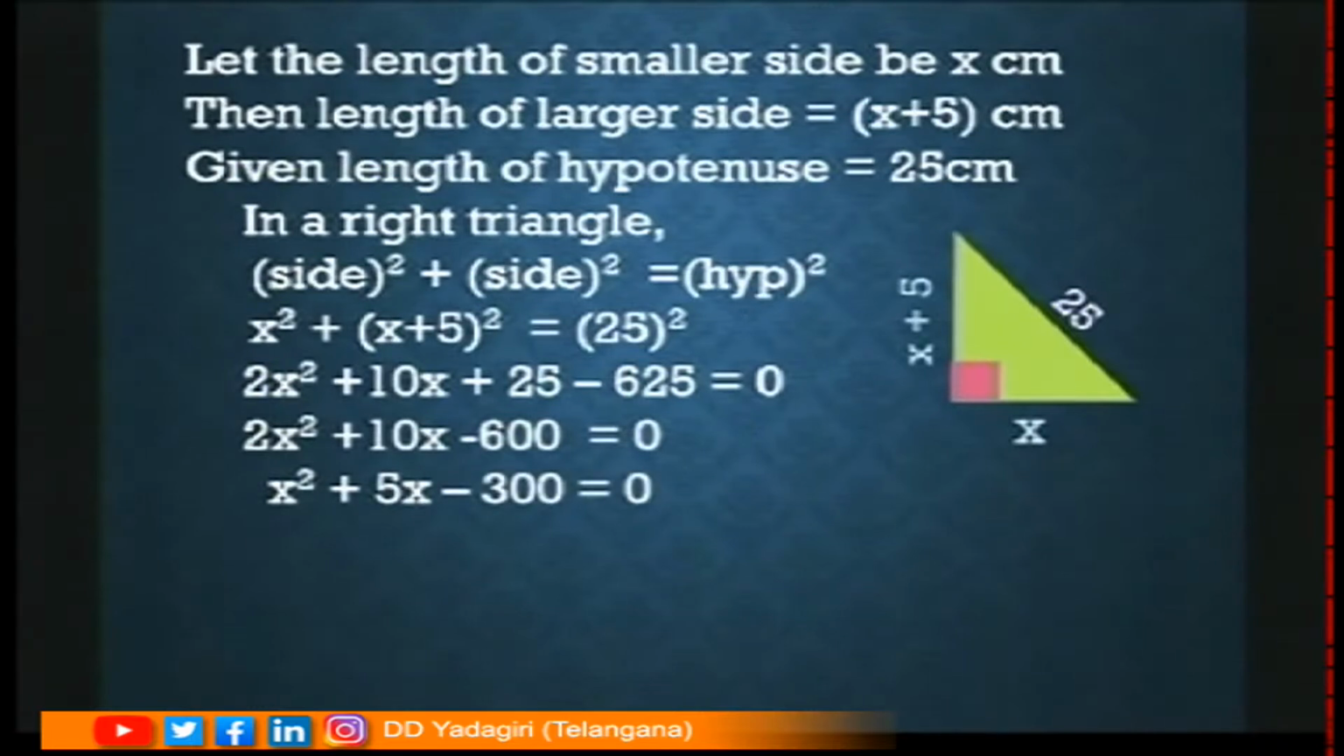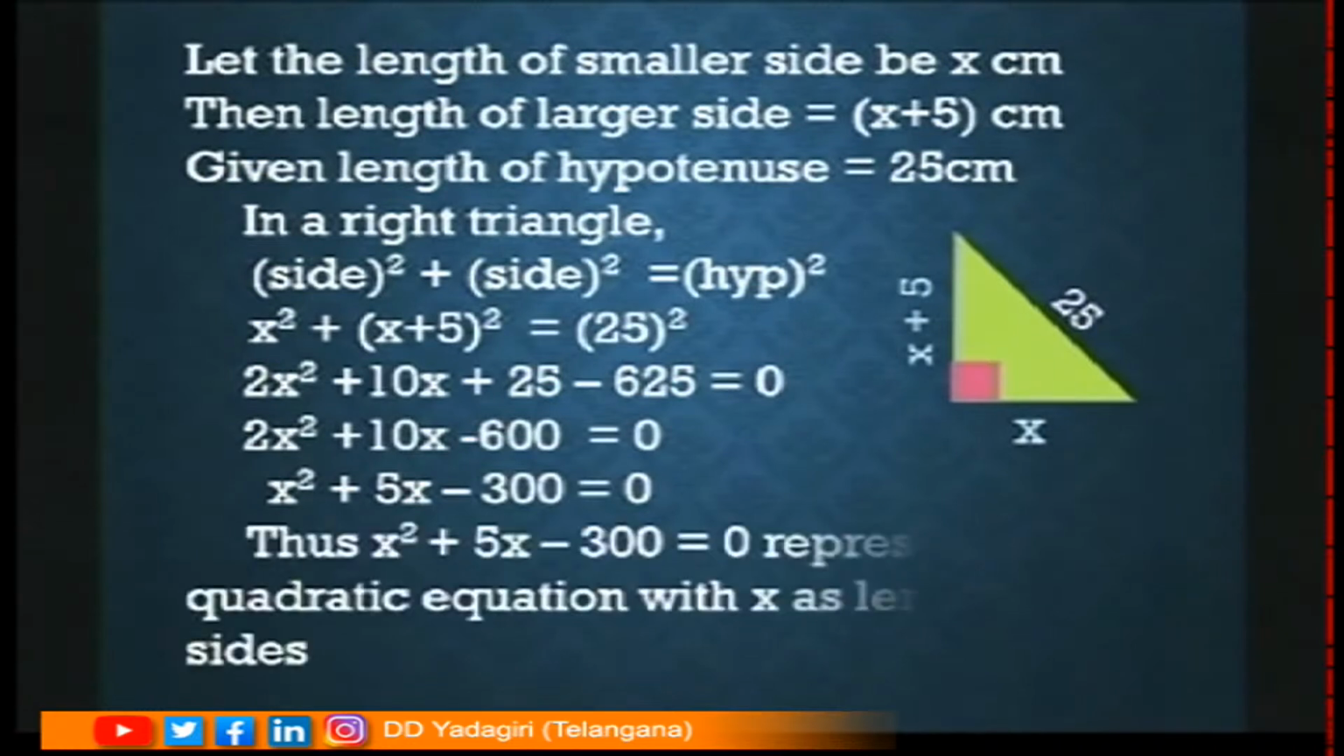Now, what is the equation we are getting? We get 2x square plus 10x minus 600 is equal to 0. Dividing this complete equation by 2, we get x square plus 5x minus 300 is equal to 0. So, thus x square plus 5x minus 300 is equal to 0 represents a quadratic equation with x as length of two sides.